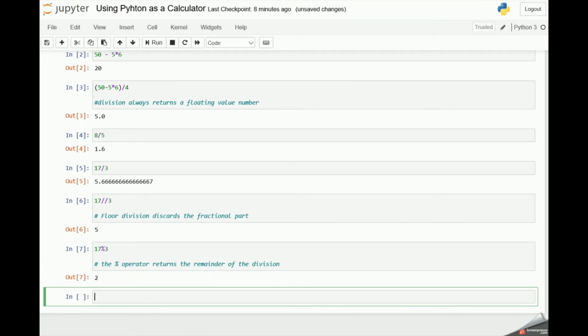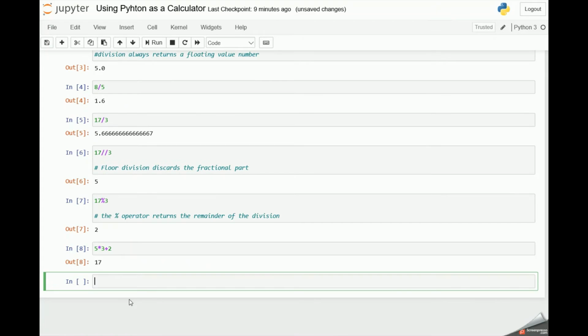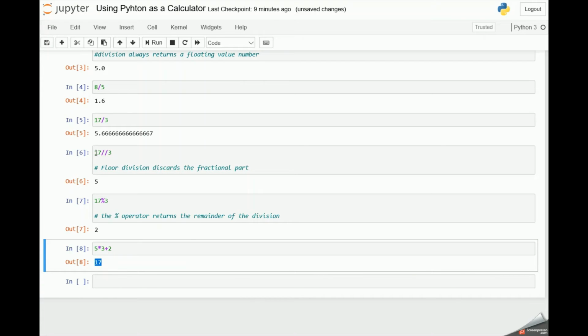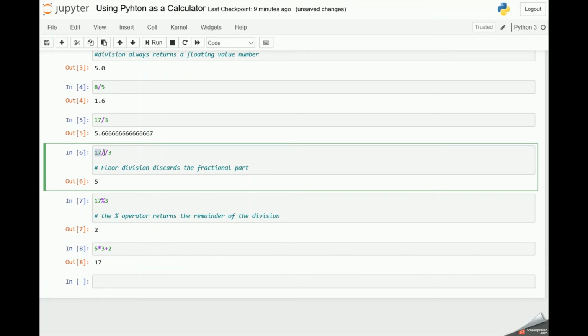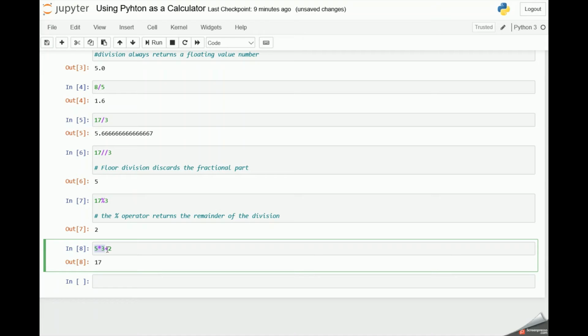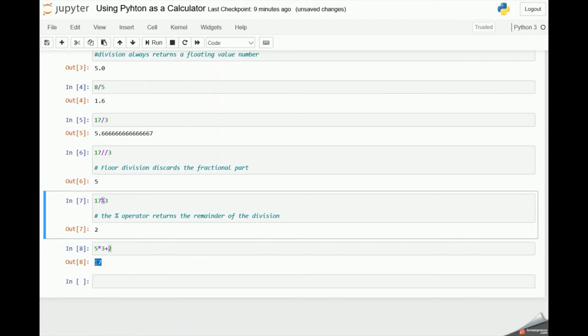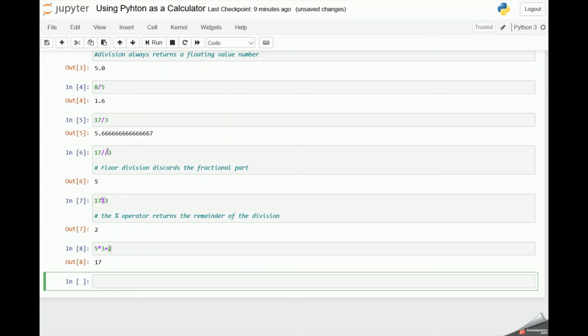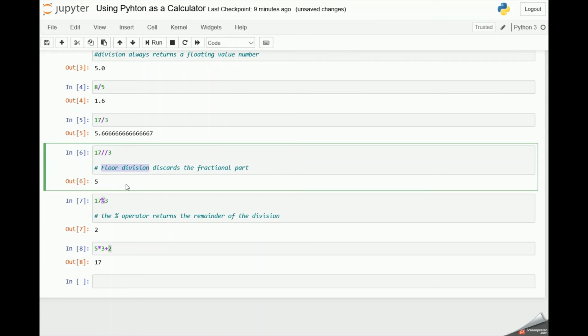Another operation, let's go ahead and combine a couple of multiplication and addition operations. We can do multiplication first. 5 times 3, and then let's add 2 to it. So the result is going to be 17. Which confirms that when we divide 17 by 3 with double forward slash, we end up with 5. 5 times 3 is 15. 15 plus the remainder that we had right here ends up with 17, which confirms that 17 divided by 3 is 5.6 continuous, and with floor division that gives us 5. 5 times 3 is 15, plus 2 with the remainder, that's 17.